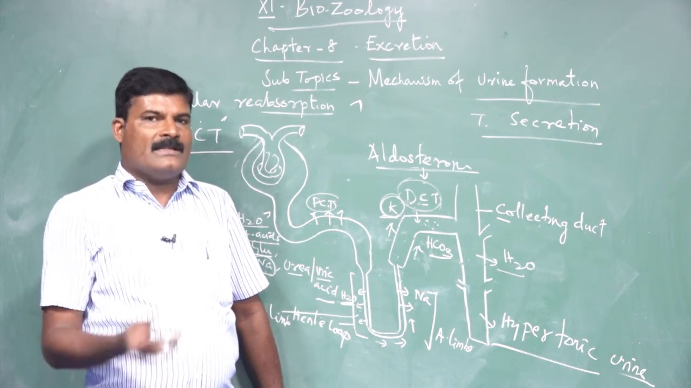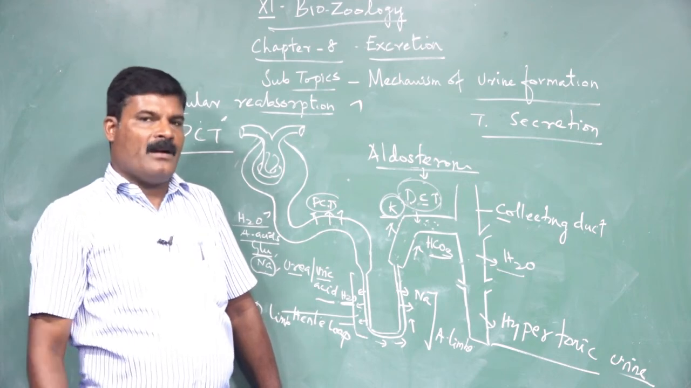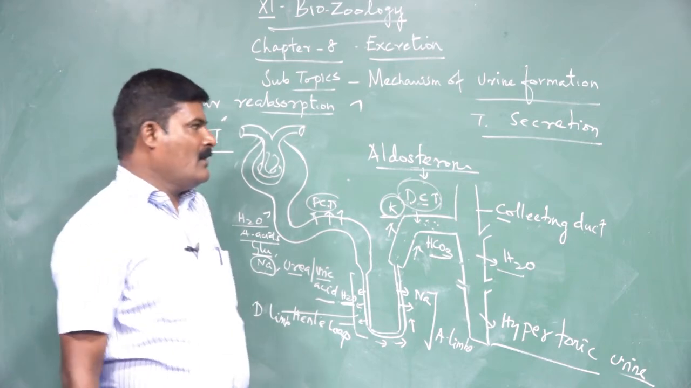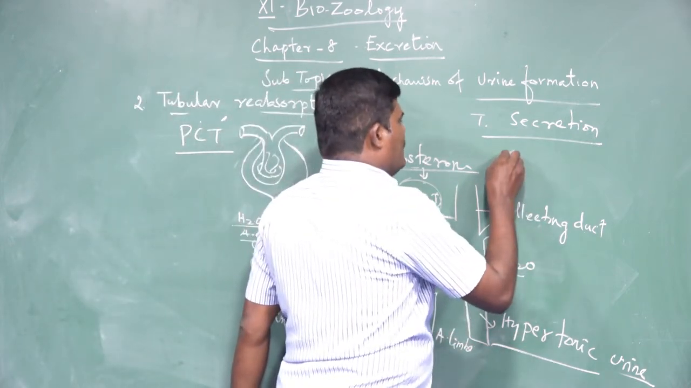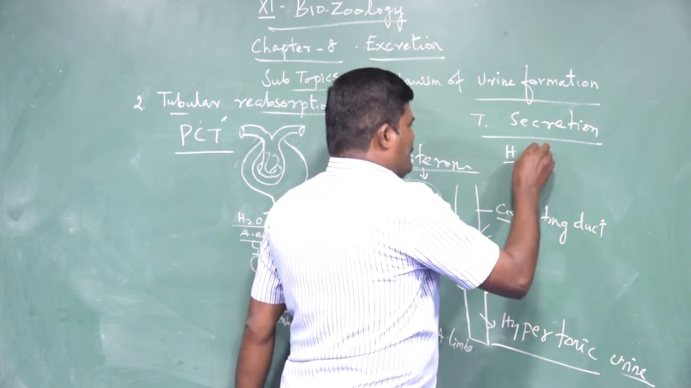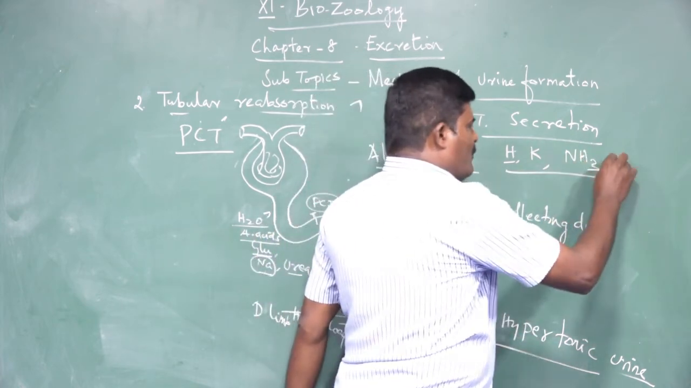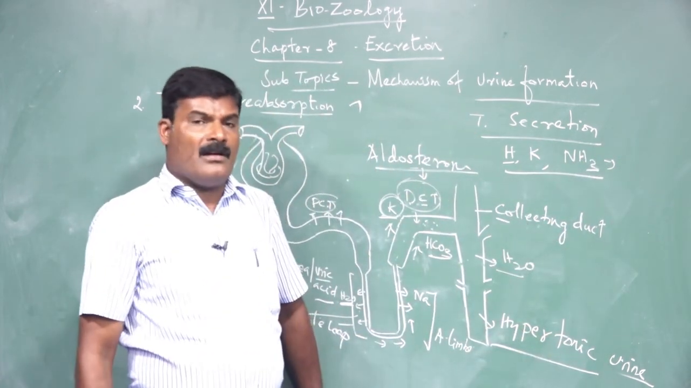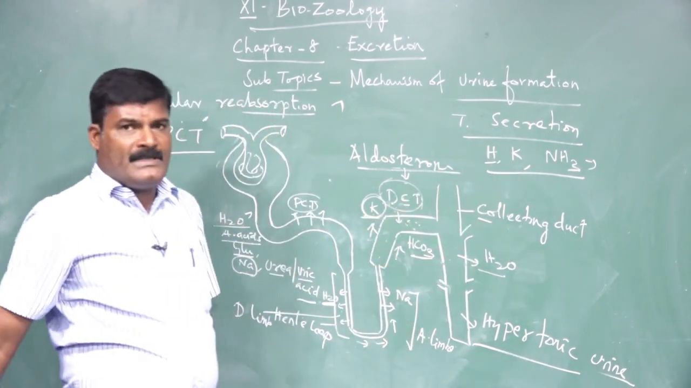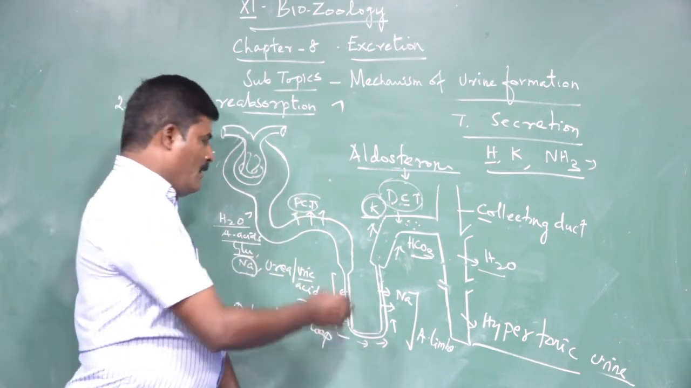So here, what substances are secreted? The wall of the tubules, particularly the DCT, proximal convoluted tubules, and the collecting ducts, secrete three important ions or compounds. One is hydrogen, next one is potassium, next one is ammonia. These three compounds. And it also secretes creatinine and other inorganic compounds. These are moved from the peritubular capillaries into the filtrates.